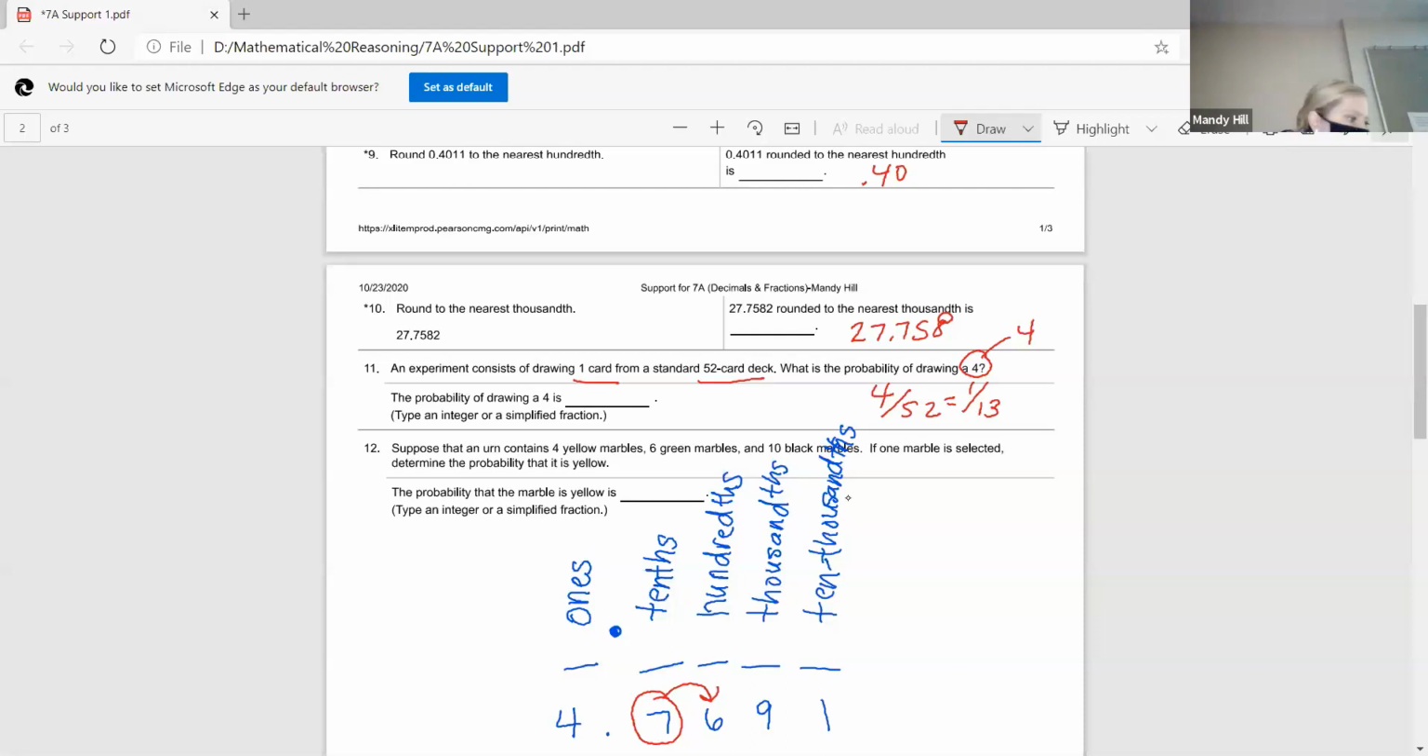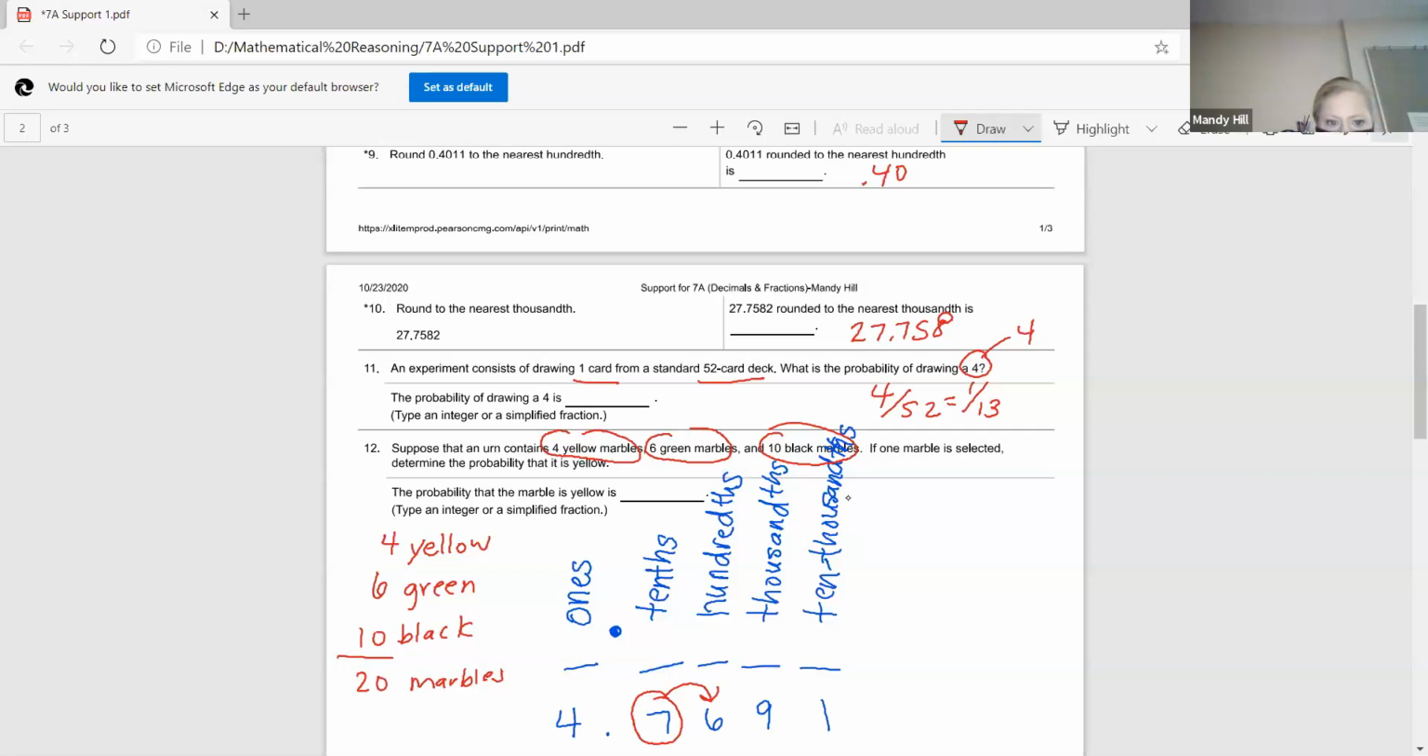So number 12, last one on this support, says, suppose that an urn contains 4 yellow marbles, 6 green marbles, and 10 black marbles. Well, the first thing I want to do is figure out how many marbles that is. So I've got 4 yellow, I've got 6 green, I've got 10 black. If we add all that up, we have a total of 20 marbles.